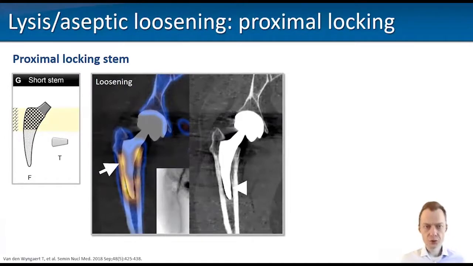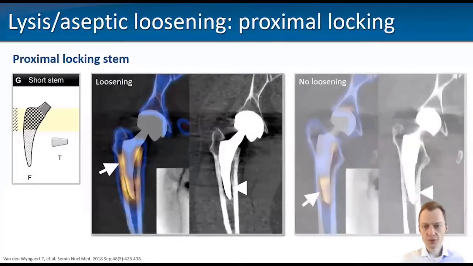Shown is an example of a short stem prosthesis, which is fairly popular in younger patients, where you can see that they are in fact very proximally fixating. And you can see a case in a patient where there is increased uptake not only in the distal part of the stem, which is the non-fixating part, but again, it is also present in the proximal part. So this would be an example that is suspicious for loosening.